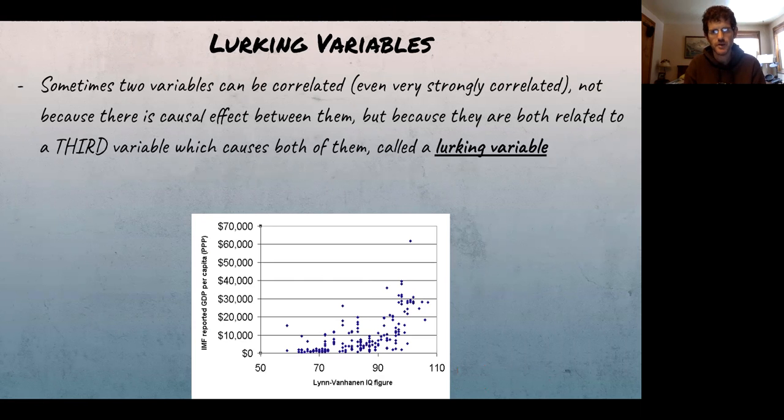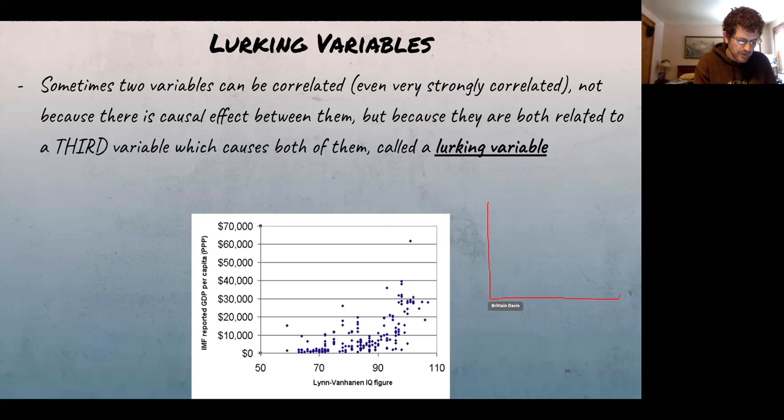Sometimes two variables can be correlated, just like we see here. We have IQ and GDP per capita are correlated, but it's not because there's any kind of causal effect between them, but instead it's because there's a third variable which causes both of them to happen. And that's called a lurking variable. So here's an example that I've seen thrown out a few times.